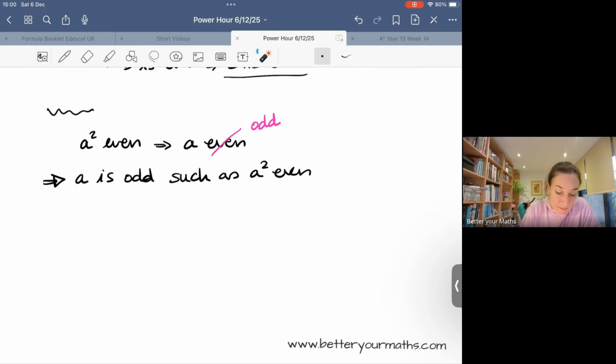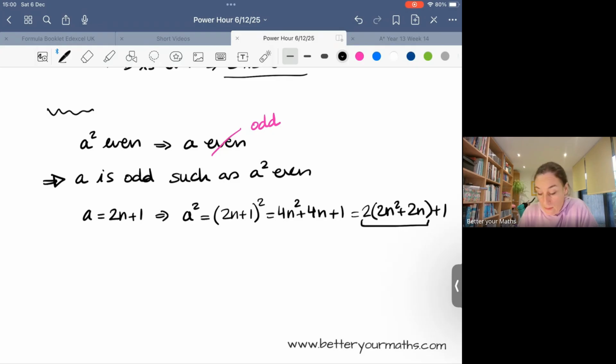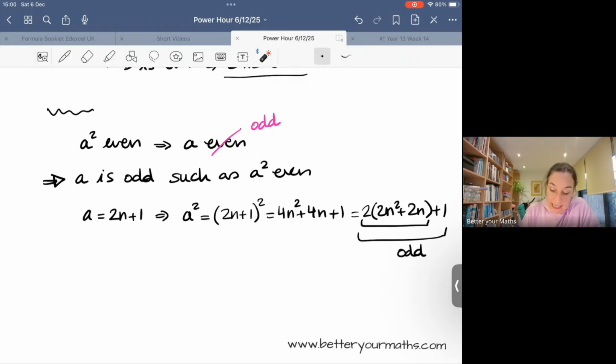So a is odd, such that a squared is even. If a is odd, that means I can write it as 2n plus 1. What happens with a squared? a squared is going to be (2n plus 1) squared. So 4n squared plus 4n plus 1, which is 2(2n squared plus 2n) plus 1. This part is even, but when I add the plus 1, it's going to be odd. And I have assumed that this will be even. That's your contradiction. And because there is a contradiction, this is not true, and the original statement was true.